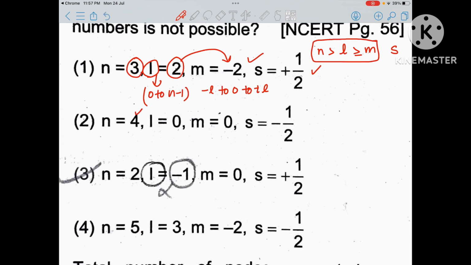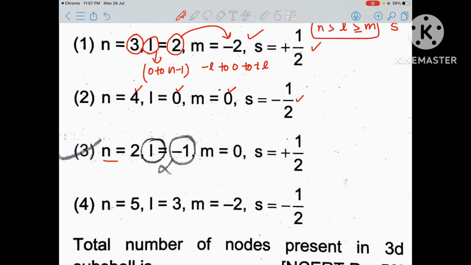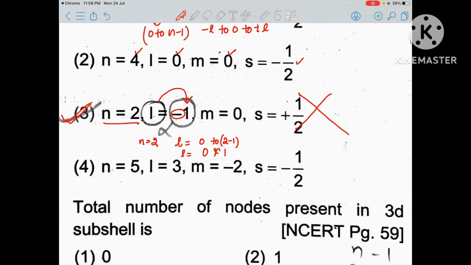Moving on, n is 4, possible. l is 0, possible. Again m is 0, possible, and s is minus half. This set of quantum numbers is also possible. Moving here, n is 2 and it says l is minus 1. How is it possible? If n is 2, l should have a value from 0 to 1, that is, l should have a value of 0 and 1, but minus 1 is not possible. So this set is wrong. My answer is the third option, but we'll see the fourth option also.